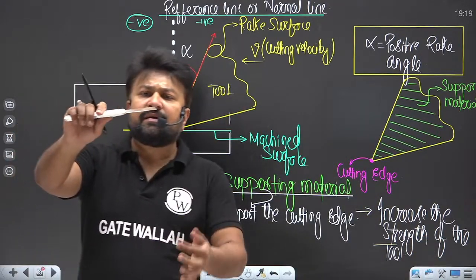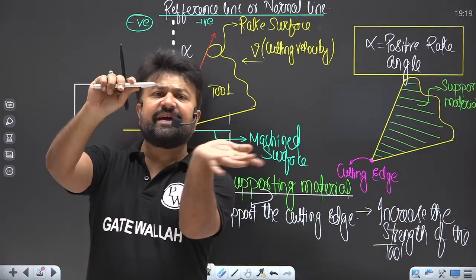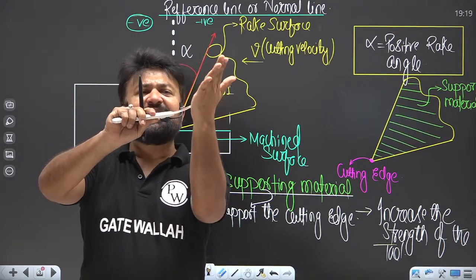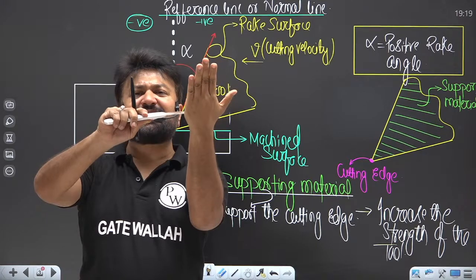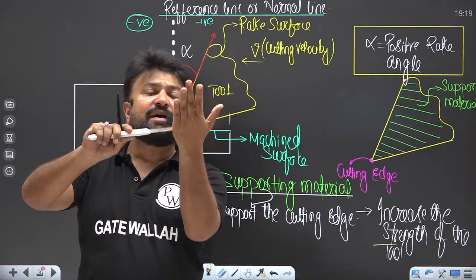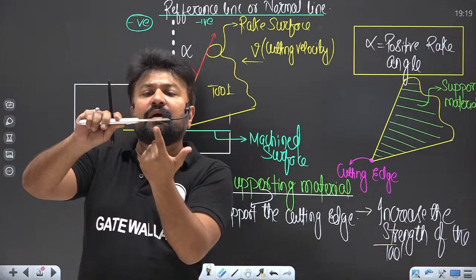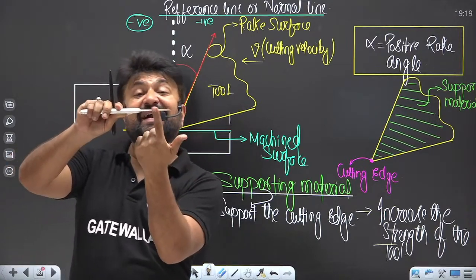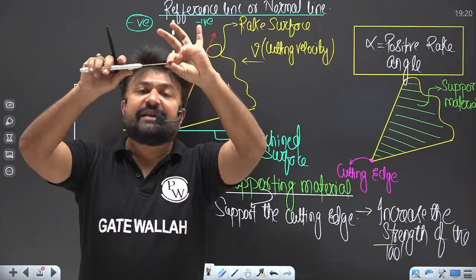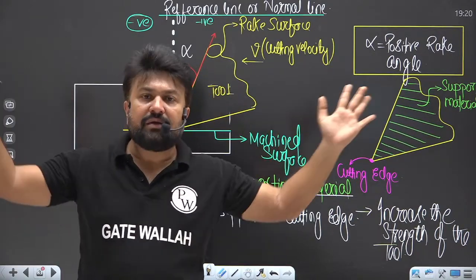Here you can see behind the cutting edge, the supporting material is less. So if the tool is going to cut a workpiece which is stronger, it can easily bend, right? So if the supporting material behind the cutting edge is large, then the strength of the tool increases, and the edge is not going to bend in an easy manner. Yes or no?